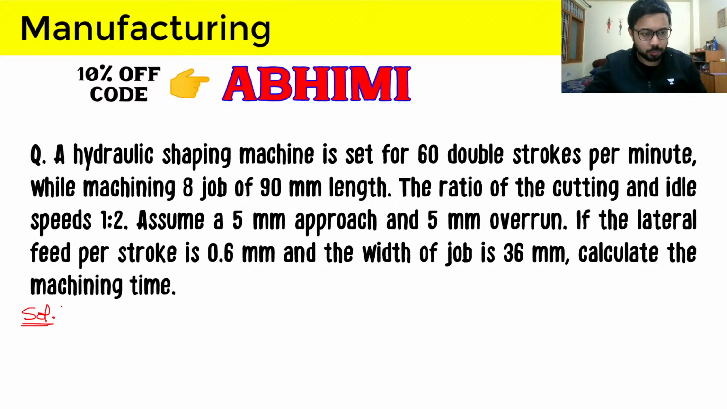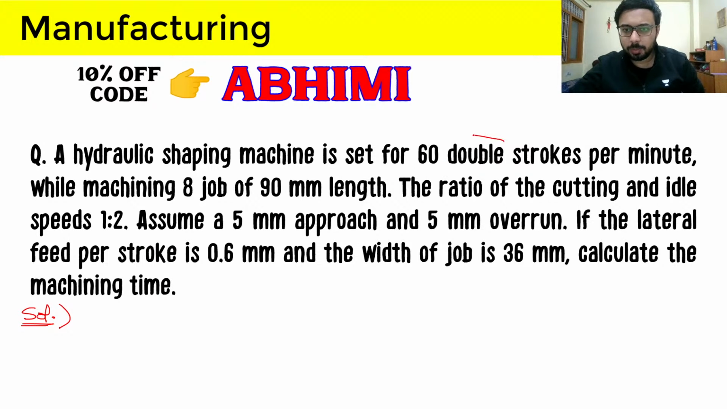So we will do the solution from here onwards, and let's add a blank page also just in case, but we will add that after seeing if we need the space or not. So first of all, what is given? It is given that the shaping machine is having 60 double strokes per minute.